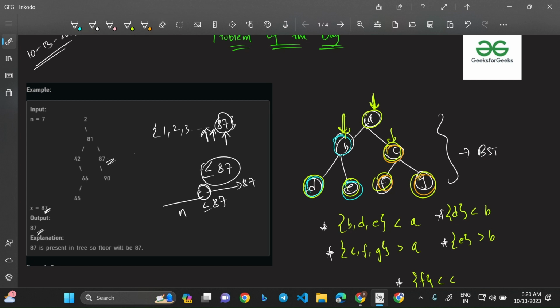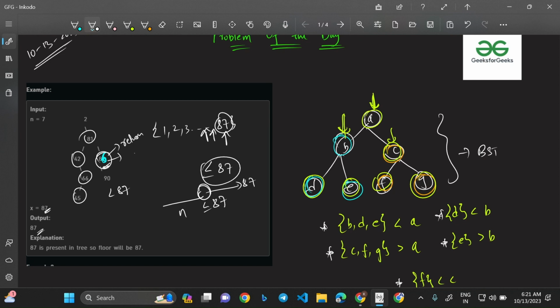Let us assume this is not 87. Let us assume this is 86. In that case as well, because there is no 87, the only node that is less than 87 and maximum is 86, so we'll be returning this. This is the maximum value of the node that is less than 87. So we have this, this, this, this. There are a total of 5 values that are less than 87, but we need to return the maximum among them. So 86 is the maximum among them, so this is what we are returning.